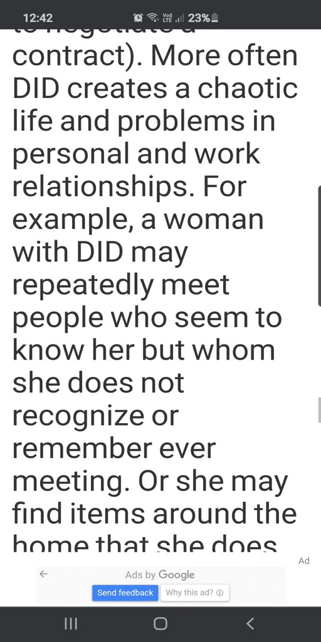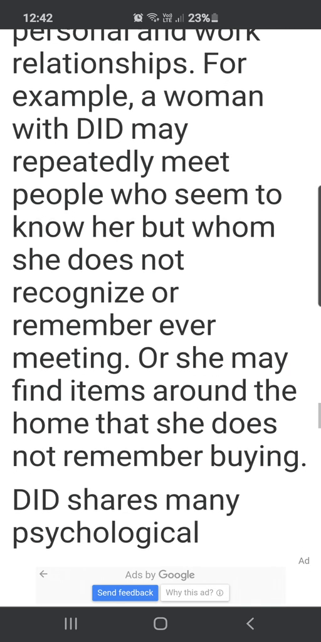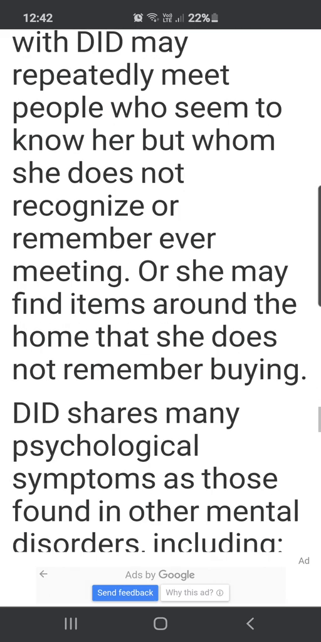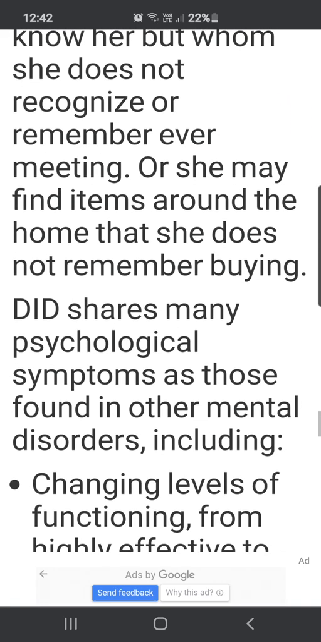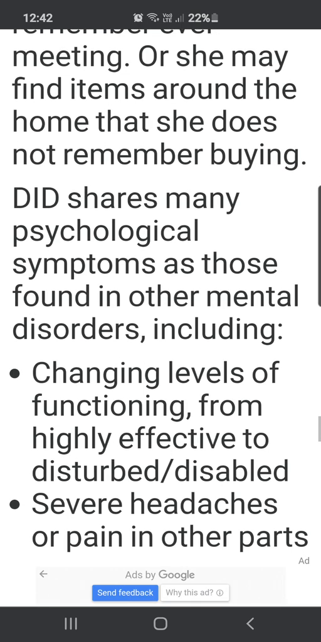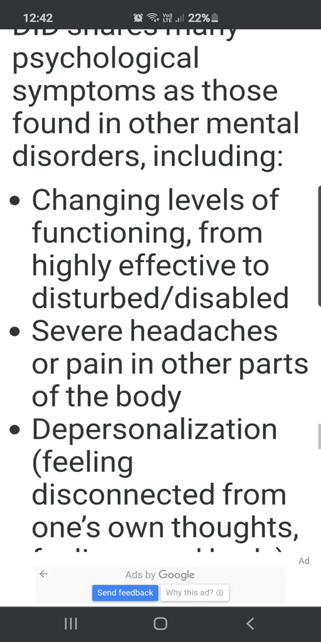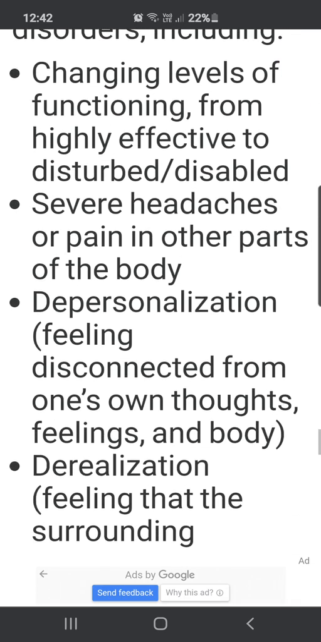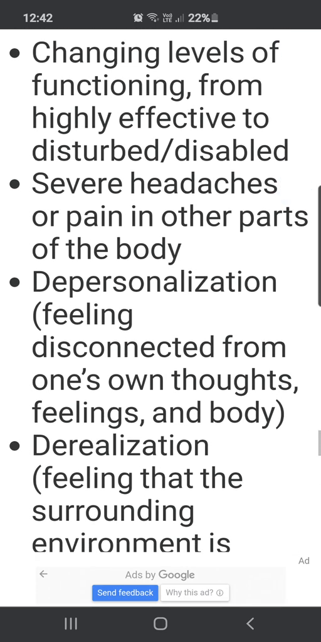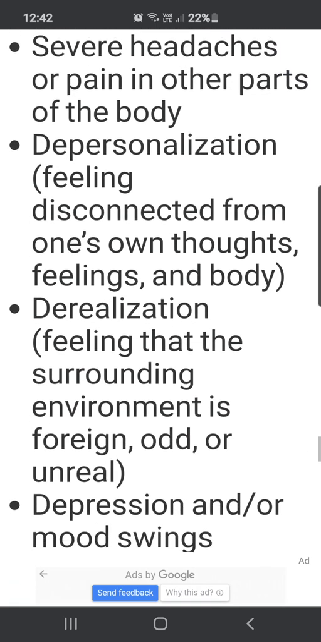More often, DID creates a chaotic life and problems in personal and work relationships. For example, a woman with DID may repeatedly meet people who seem to know her but whom she doesn't recognize or remember ever meeting. Or she may find items around the home that she does not remember buying. DID shares many psychological symptoms with those found in other mental disorders, including changing levels of functioning from highly effective to disabled, and severe headaches or pain in other parts of the body.